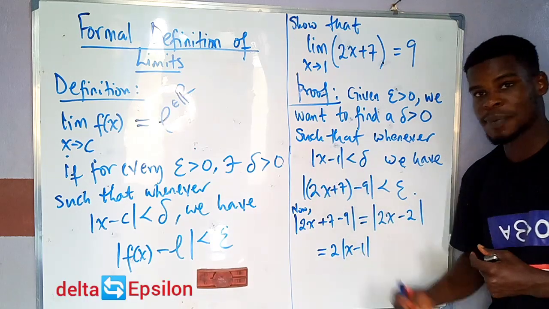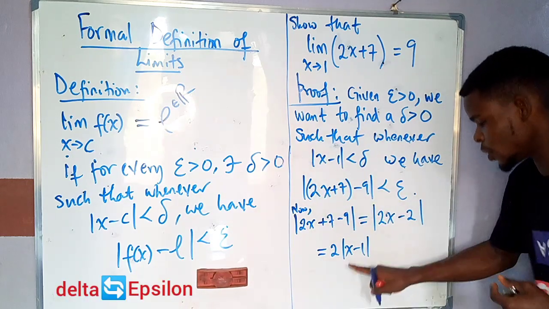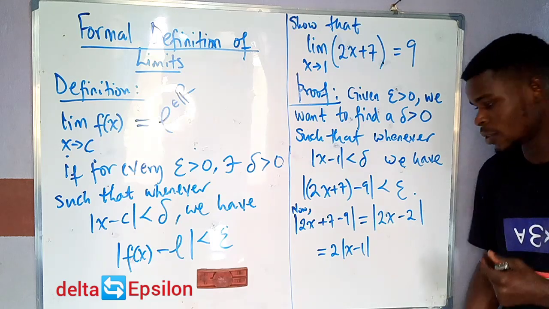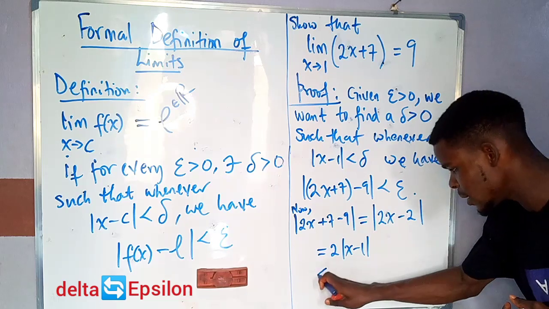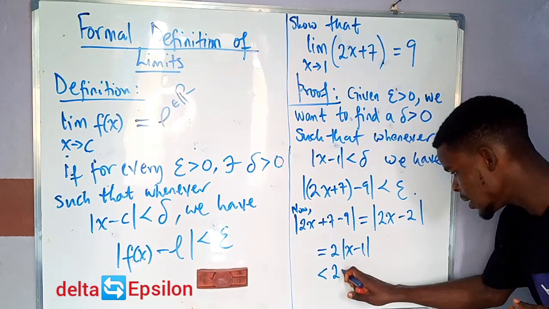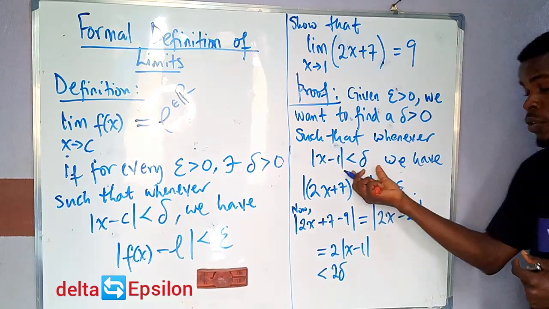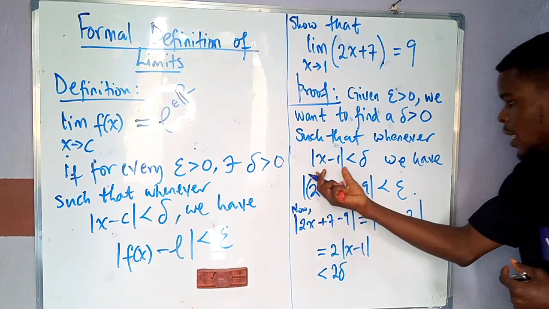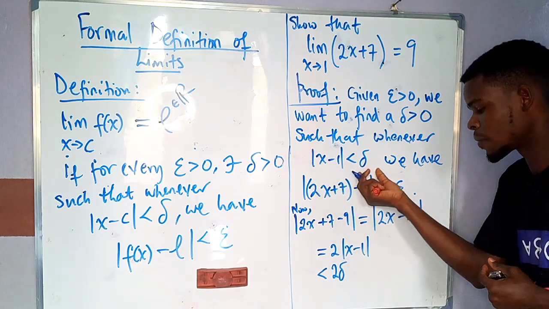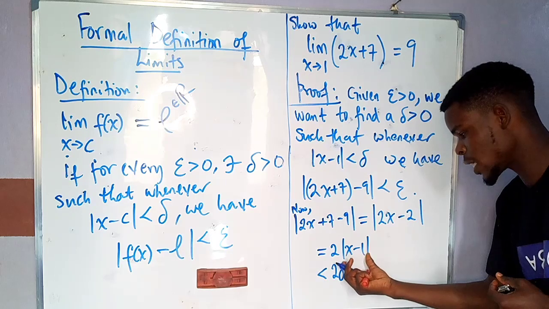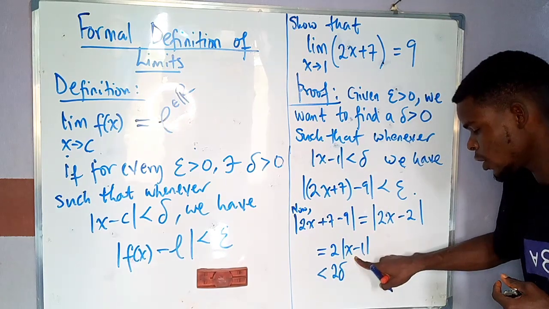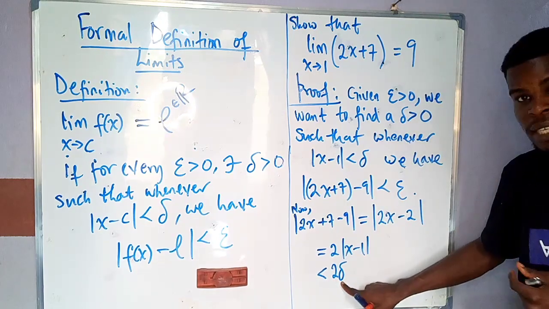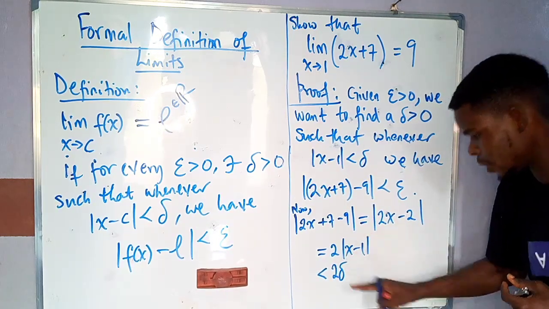Whenever this is less than epsilon, x minus 1 is less than delta. Here we have x minus 1. Take note, x minus 1 is less than delta. So here I can easily say this is less than 2 times delta. The reason is x minus 1 is less than delta. So I see x minus 1, I know that x minus 1 is smaller than delta. So 2 times a smaller number will be less than 2 times a bigger thing, right? So this is strictly less than 2 times delta.